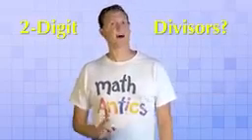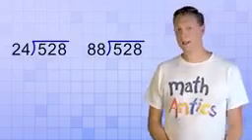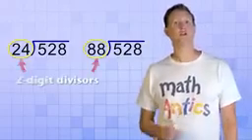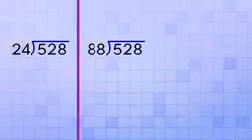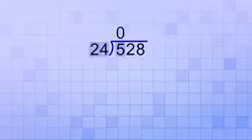Okay, but how does that relate to 2-digit divisors? As you'll see, 2-digit divisors force us to take bigger steps. To see what I mean, let's try solving 2 new division problems that have the same dividend as before, but 2 new divisors. And both of these are 2-digit divisors. In this first problem, we could start by asking how many 24s will fit into 5. But since our divisor now has 2 digits, we already know that no 1-digit chunk of the dividend will be big enough for that to divide into.